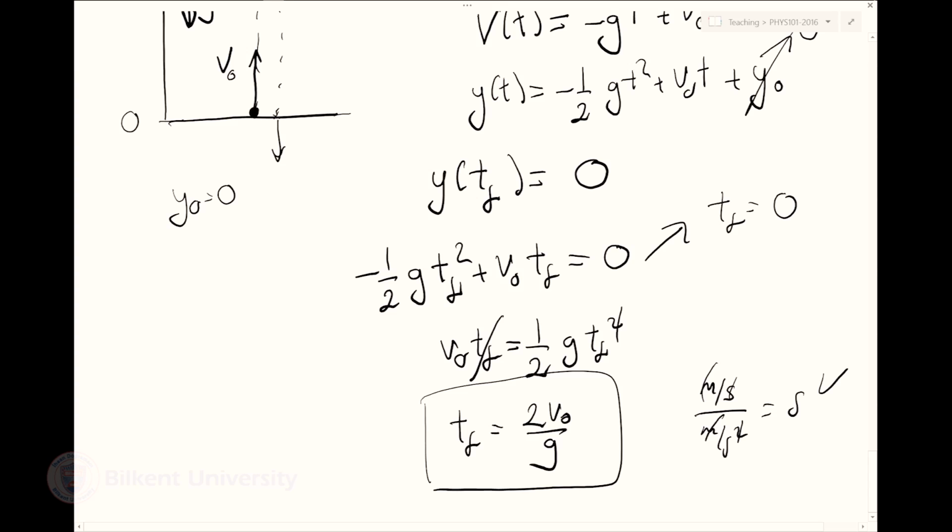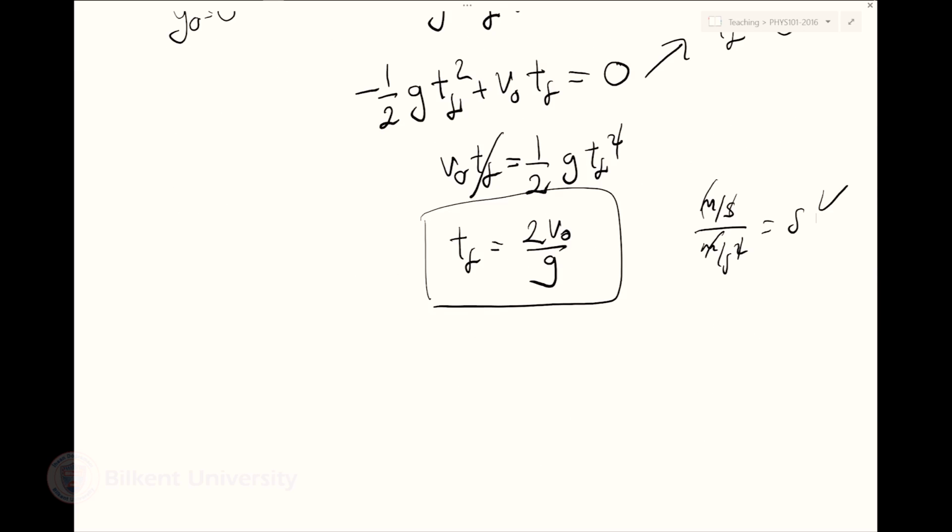But here is the problem. This formula depends on v0. And it's actually not easy to measure an object's velocity with very high precision. Now, it's easier to measure time differences.